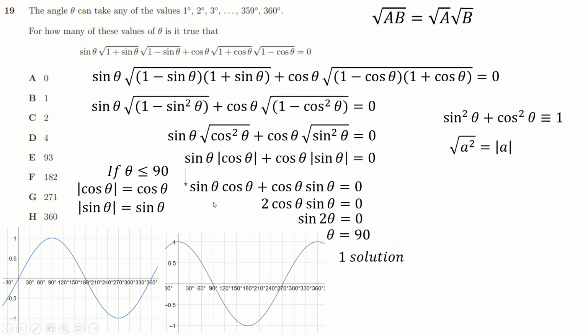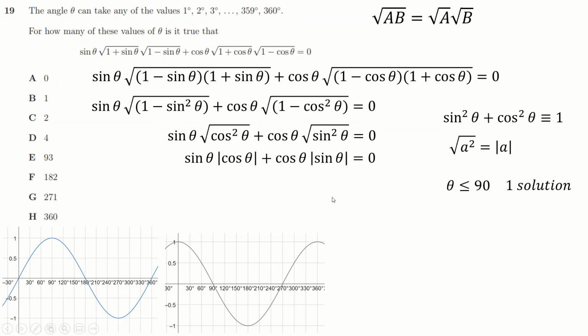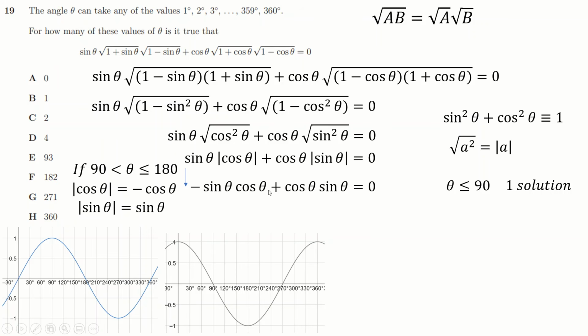Then I considered, so I just wrote that down. Then I considered between 90 and 180, not including 90 because I already included that. Now between these two, sine is positive, so mod sine doesn't do anything. Cos is negative, so mod cos is minus cos. So I end up with this, but of course these cancel and I get 0 is equal to 0, which is always true. So this is true for every value here, which is 90 values. All the way up, it's always true.